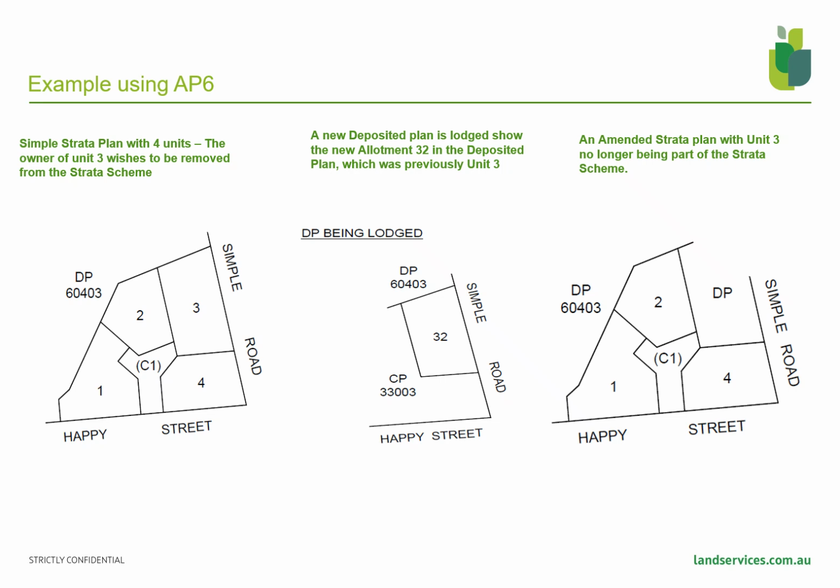The new deposited plan would look like the plan showed in the middle, which just shows the new allotment 32. This will now be a torrens title and will be removed from the scheme. As regards to the new amended strata plan, it would look like the plan on the right, which will just show the remaining units, being units 1, 2, 4, and the common property.